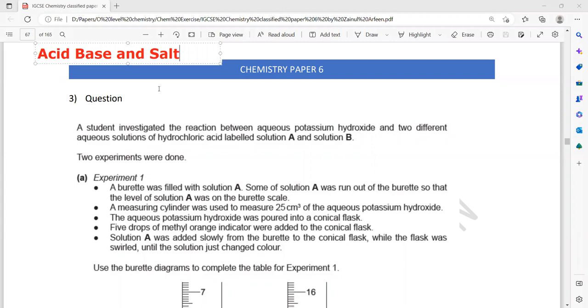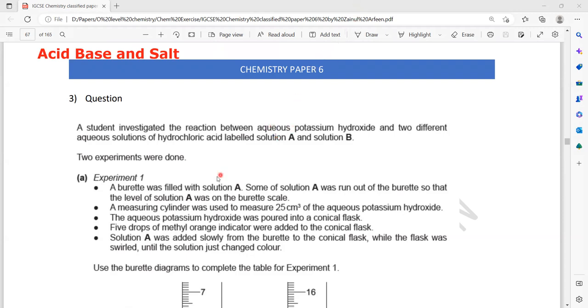The question is, a student investigates the reaction between aqueous potassium hydroxide and two different aqueous solutions of hydrochloric acid, solution A and B. So two solutions are there for hydrochloric acid. They might have different concentrations. That's why they are named solution A and B. And the same potassium hydroxide is used for both of these experiments.